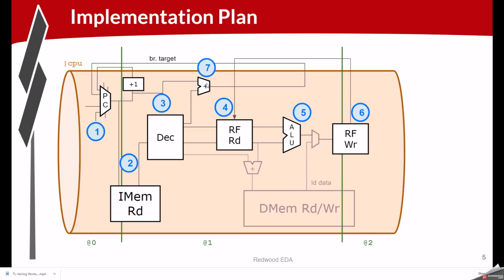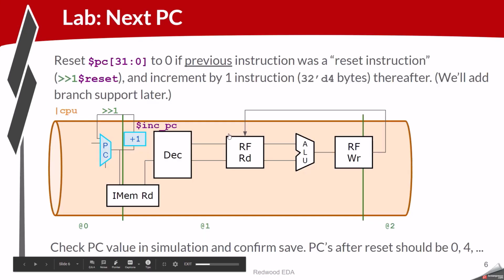As you add each piece, you can check each piece in simulation, make sure that its outputs generally are correct. And so we're going to start with next PC logic. And we're going to do that assuming that we're executing the instructions sequentially. So we'll worry about the branch instructions that are changing the PC by an offset later.